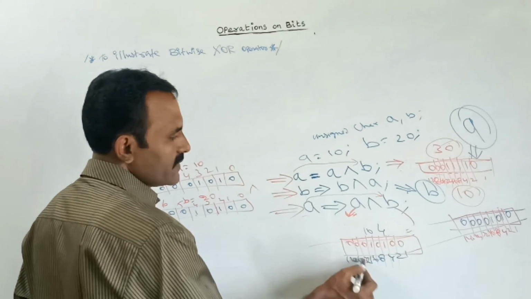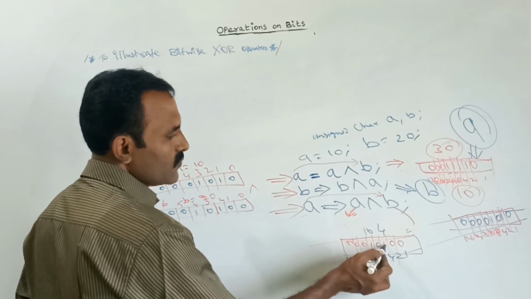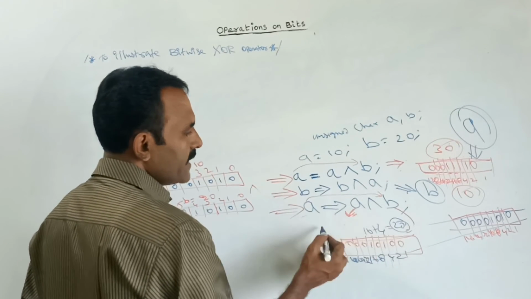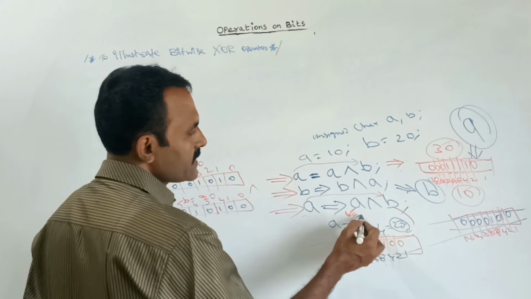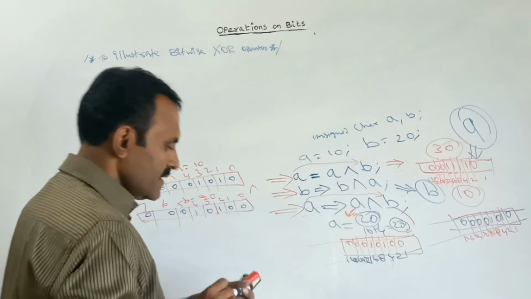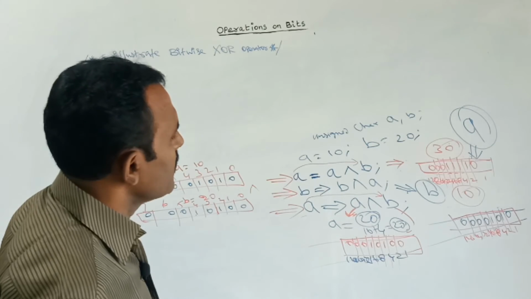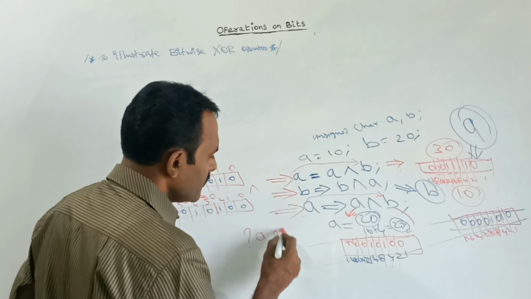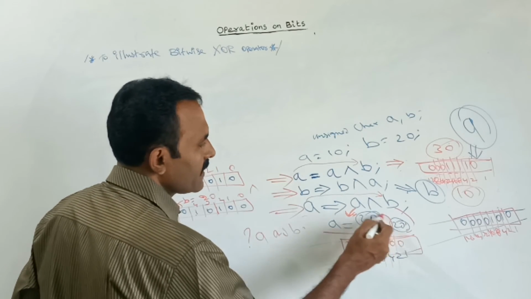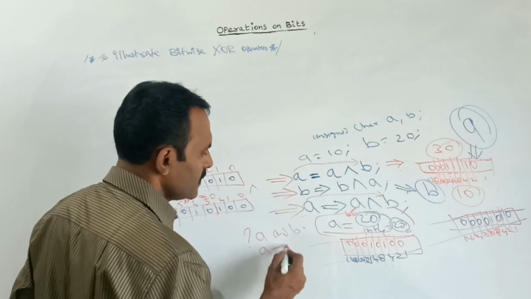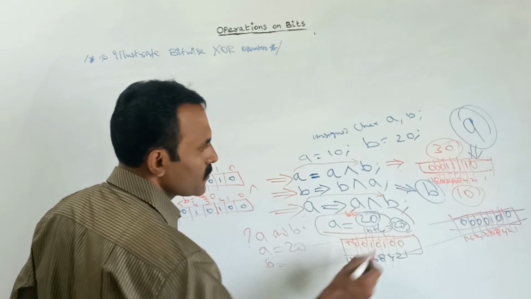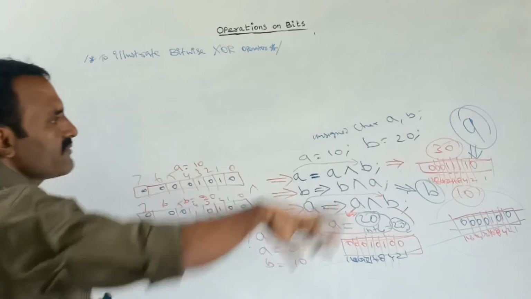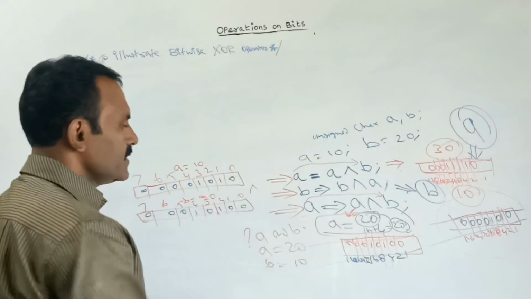Anything multiplied with 0 is 0. Here 1 into 16 is 16, 1 into 4 is 4. So 16 plus 4 is equal to 20. So the decimal value of this A is 20. Now currently A holds the value 20. If you tell it to print A and B, A holds 20, and B's current value is 10. So the numbers will be swapped. Now A is equal to 20 and B is equal to 10.